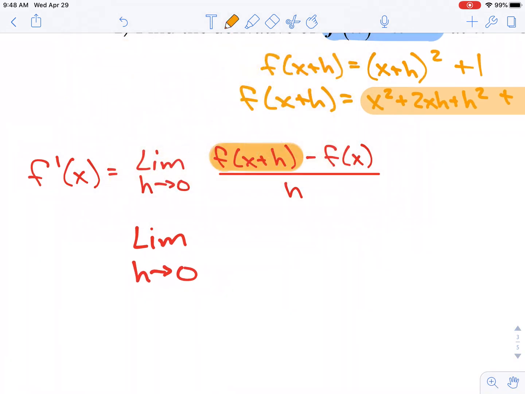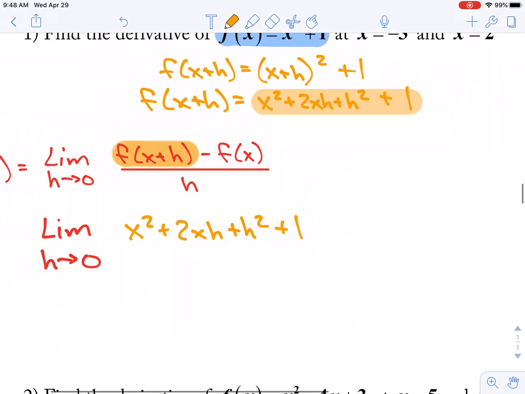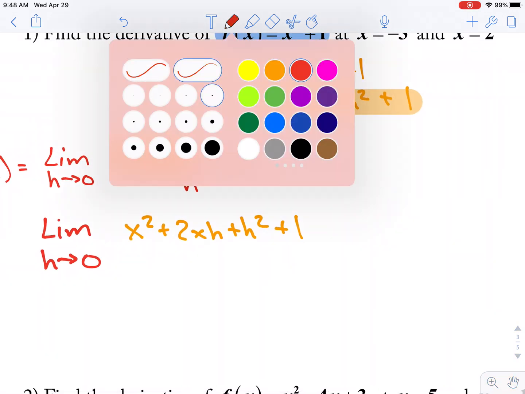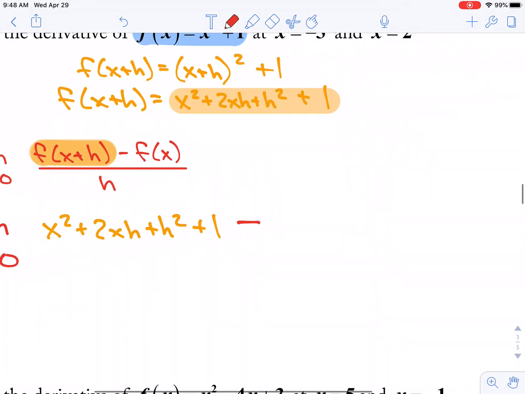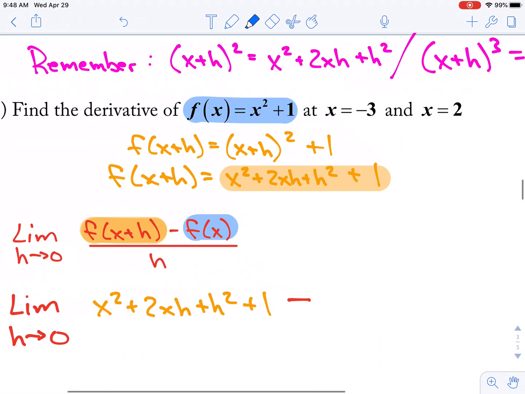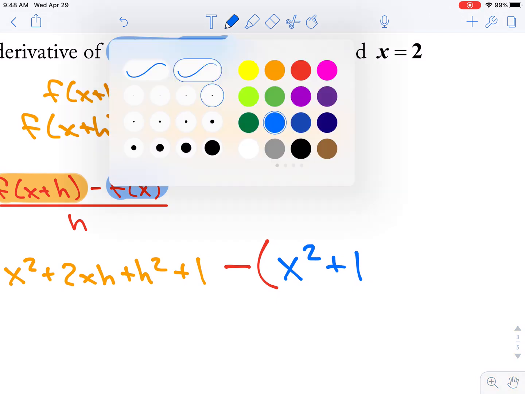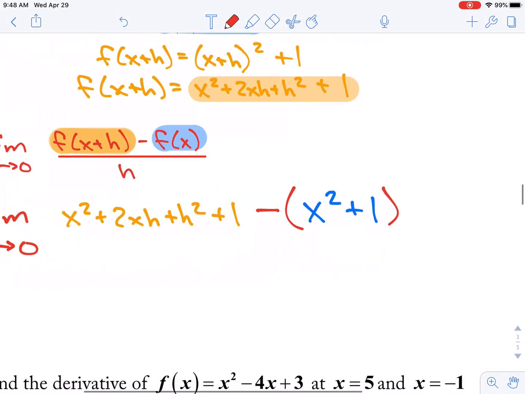Well, now the first part here, f of x plus h, so we're going to plug in x squared plus 2xh plus h squared plus 1. That's f of x plus h. Minus, now we have to plug in f of x. Well, f of x is just the original function that was highlighted right here. f of x is just x squared plus 1. So minus, remember, in parentheses, x squared plus 1. And this is all over h.